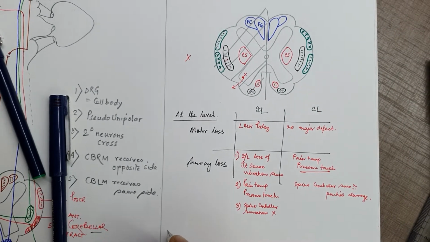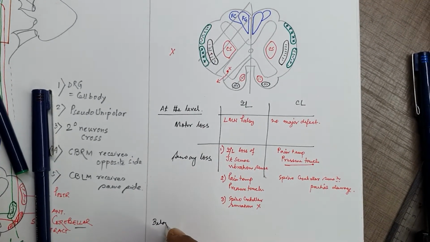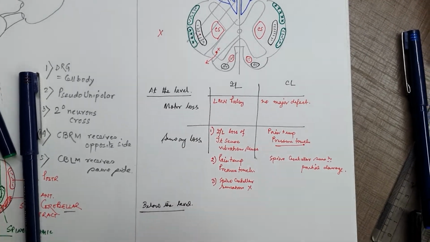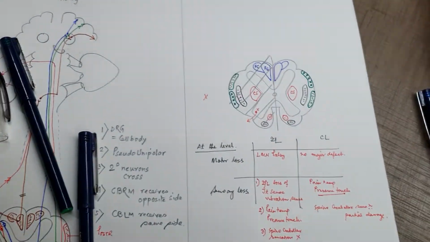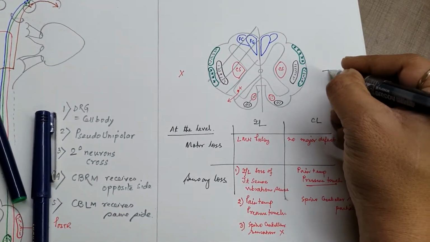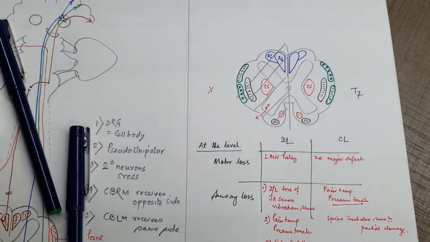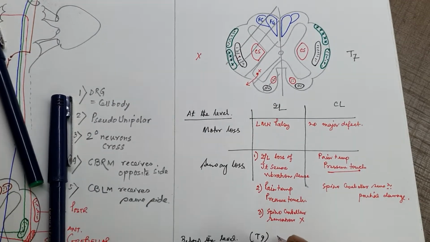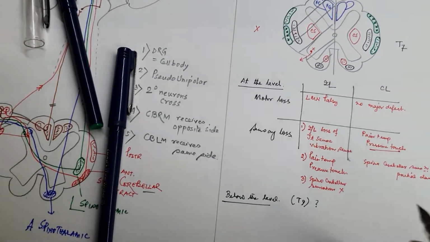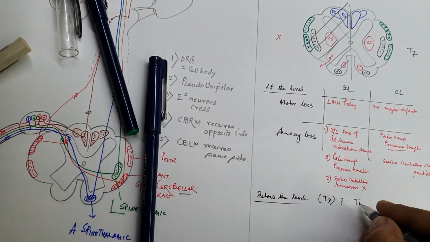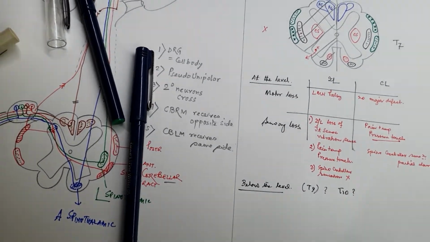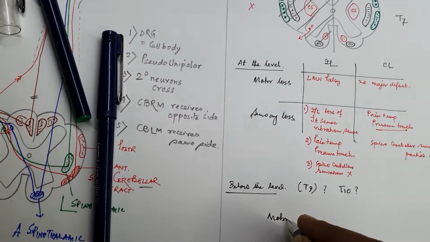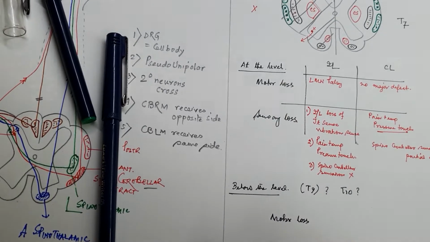What happens below the level? Below the level means imagine the damage has occurred at the T7 level. So what will happen at the level of T9? What will happen at the level of T10? Like this. So that is below the level. Motor loss, sensory loss.